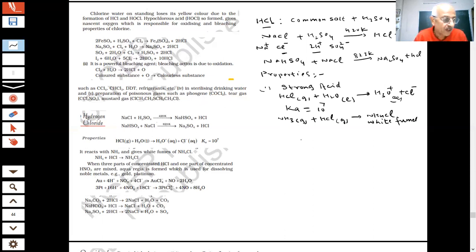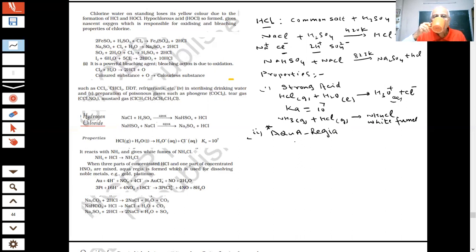So this is a reaction of acid and base. But the important thing about HCl is they have asked many times, what is aqua regia? Sometimes they have asked in the papers. Students, you already know about aqua regia. What is the use?